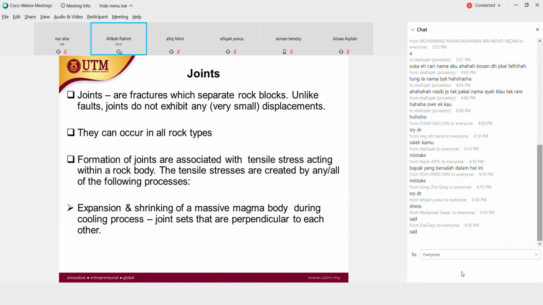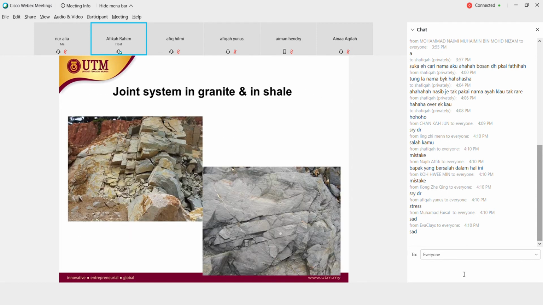Formation of joints is associated with tensile stress acting within a rock body. The tensile stresses are created by processes like the expansion and shrinking of a massive magma body during the cooling process, producing joint sets that are particular to each other. So joints are formed due to shrinking, expansion and weathering, so there's a joint in between.